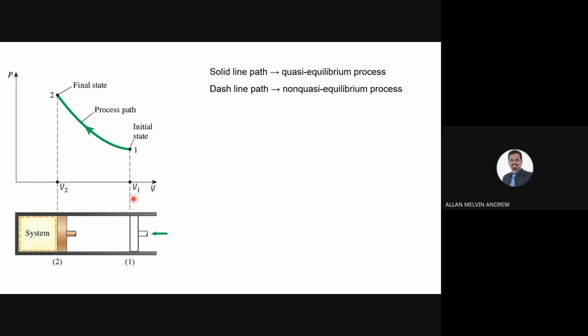So the change in volume is from volume 1 to volume 2. When it changes from the initial state, it moves to state number 2, which is the final state. If the process is a solid line, meaning it is all connected, we call it a quasi-equilibrium process. If the process has a dash line, like the green line here, we call it a non-quasi-equilibrium process.